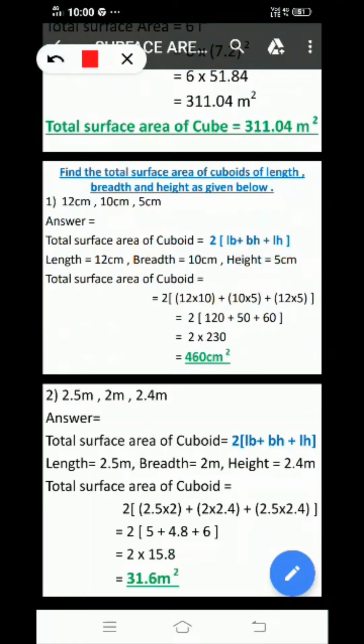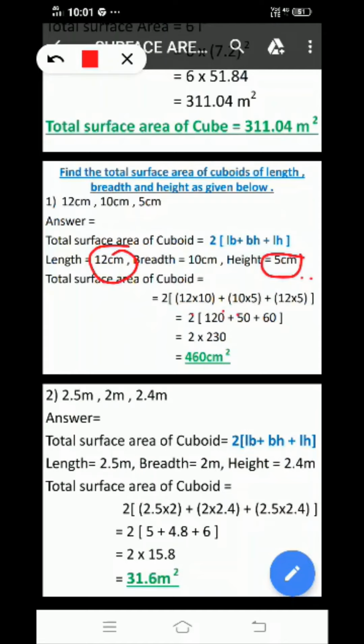Now see, length is 12 centimeter, breadth is 10 centimeter and height is 5 centimeter. For the total surface area of a cuboid, put the values in the formula. Length is 12 and breadth is 10, so 12 into 10 plus breadth 10, height 5, 10 into 5, plus in a bracket, length 12 and height 5, means 12 into 5.